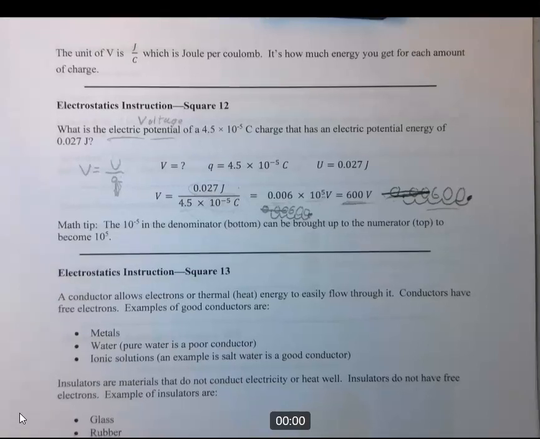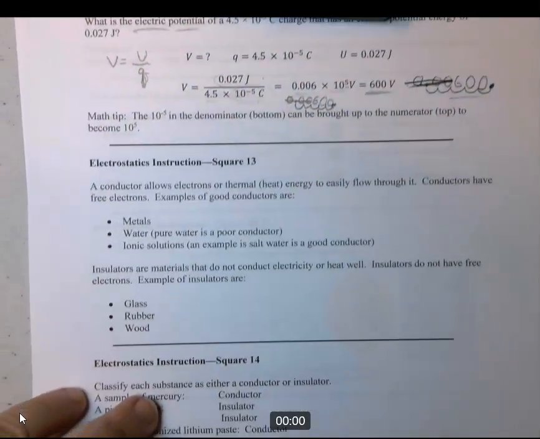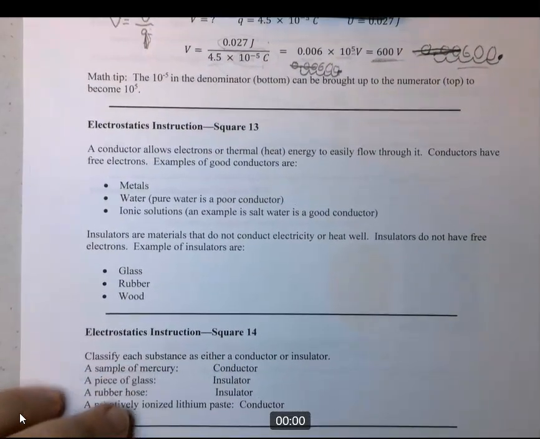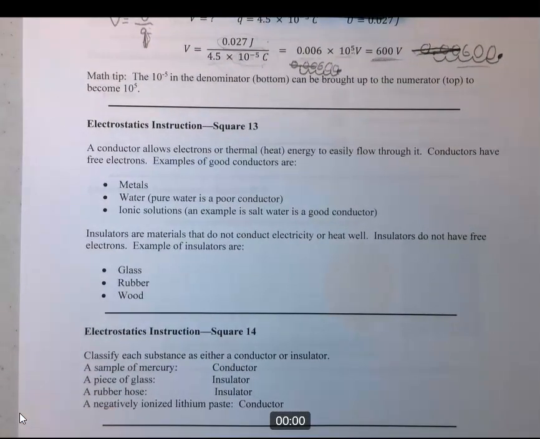All right, square 13, we're moving on. A conductor allows electrons or thermal, that's heat energy, to easily flow through it. Generally, things that conduct electricity well also conduct heat well, metals in other words. Conductors have free electrons. Examples of good conductors are metals.